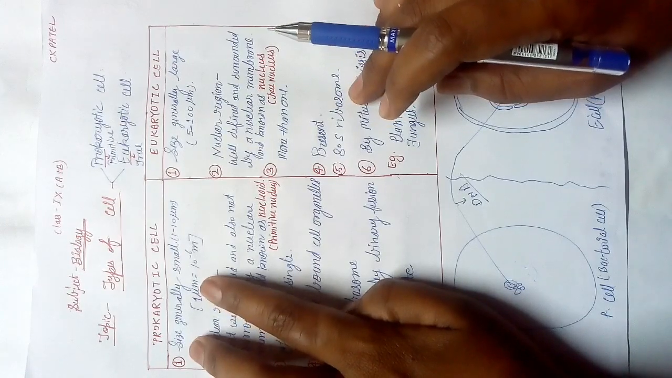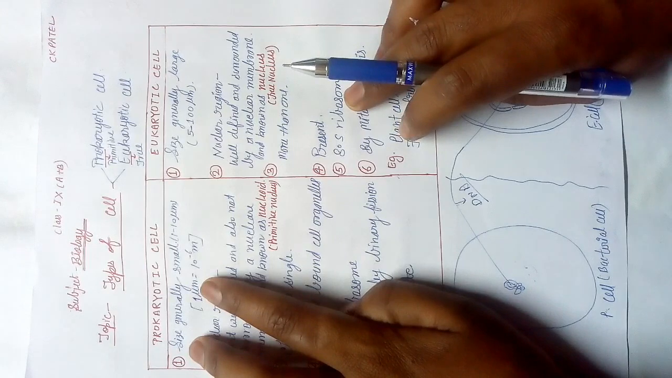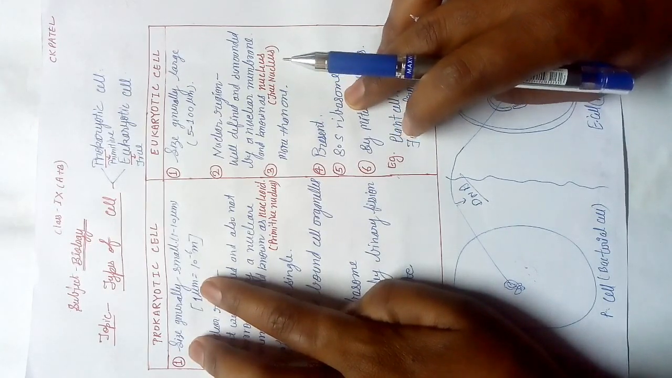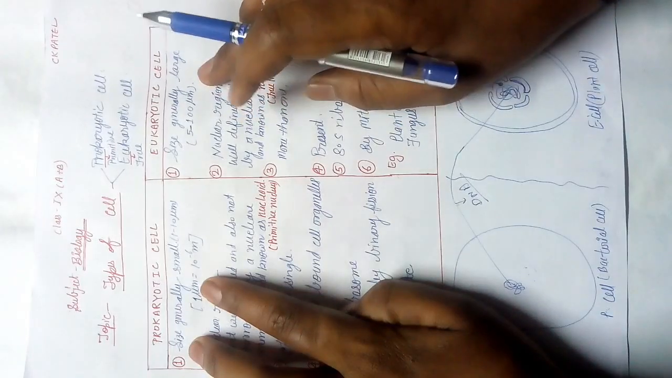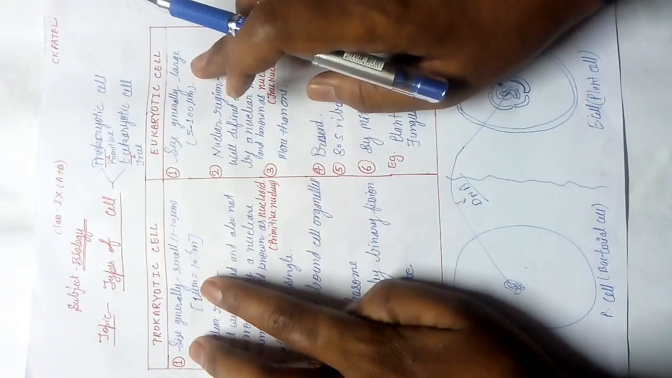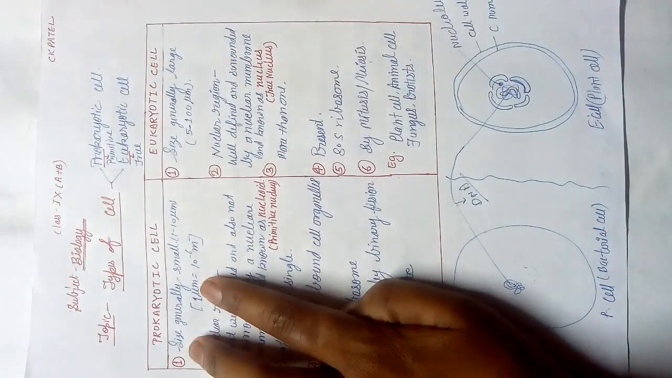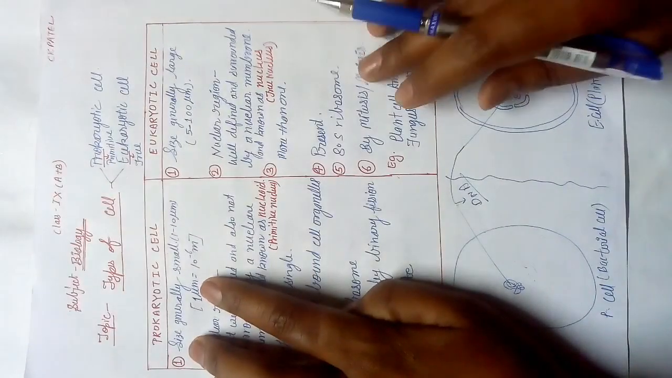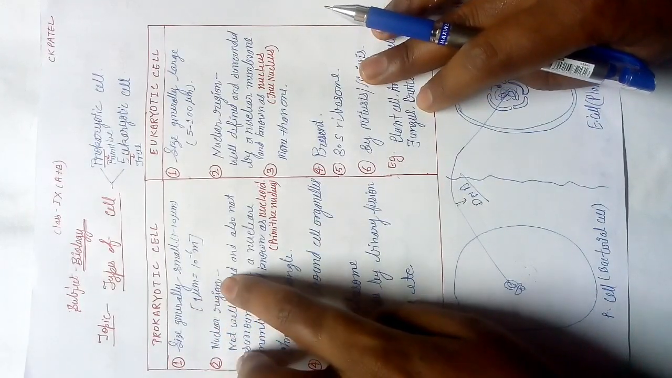And being very large in comparison to the prokaryotic cell, the eukaryotic cell can be observed properly. Okay, if we compare among the eukaryotic cells, they are of two types, plant cells and animal cells. So plant cells are bigger in size than animal cells.